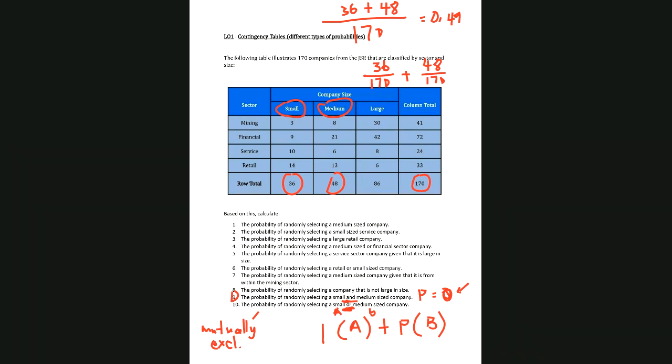Okay, so that is it for your first session on contingency tables and the various types of events and probabilities that will possibly come out of these tables. Please practice these, and I will see you again soon.